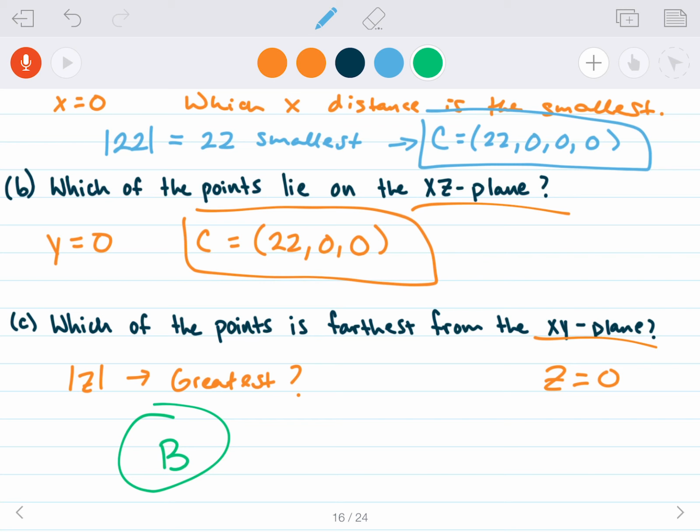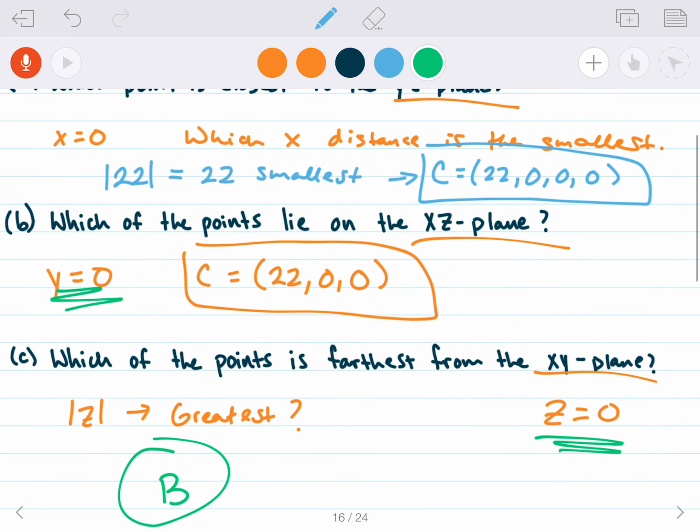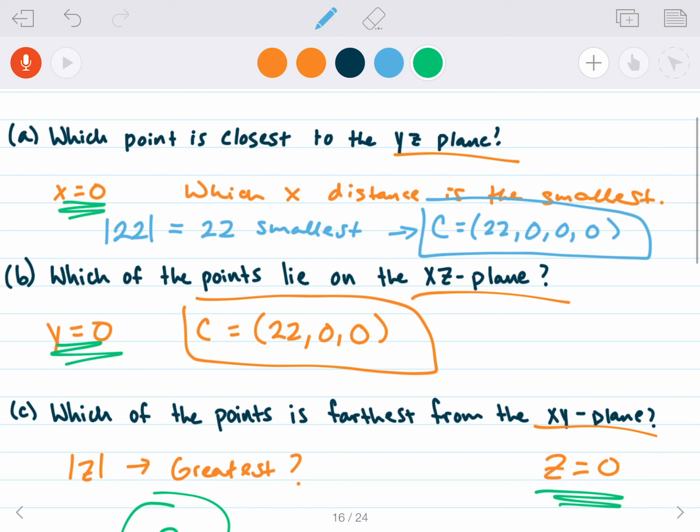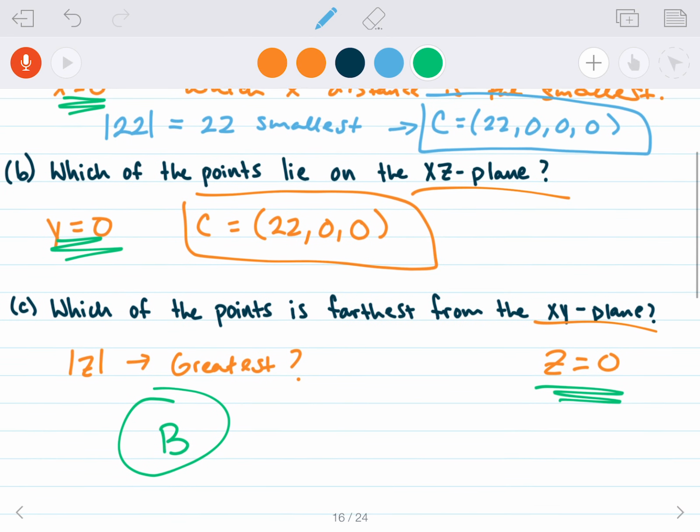And if you're having trouble visualizing this, I do encourage you guys to plug these planes into GeoGebra. So plug each of the planes in, y equals 0, z equals 0, and x equals 0, and then look at your points and try to make that distance connection. Okay.